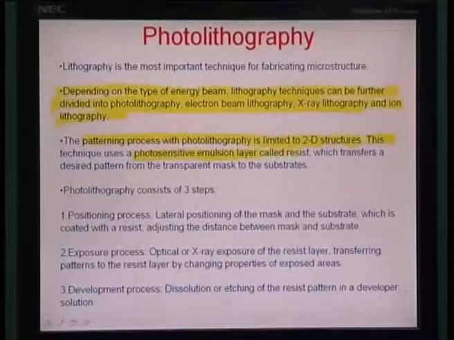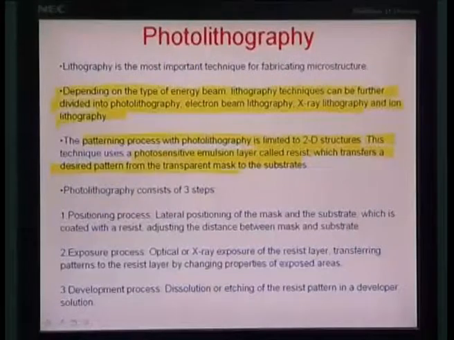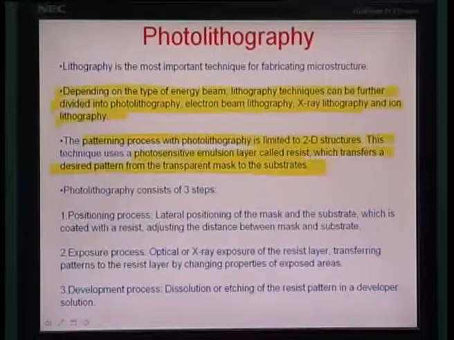So, it is sometimes actually called a 2.5D process. The half essentially signifies that you do not have much control on the third dimension, except what you have with controlling the speeds at which you are spinning and the viscosity of the material that you are spinning on the top of the substrate. The technique uses a photosensitive emulsion layer called resist, which transfers a desired pattern from a transparent mask onto the substrate.